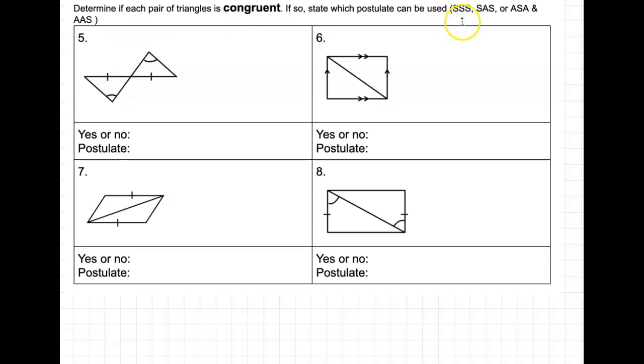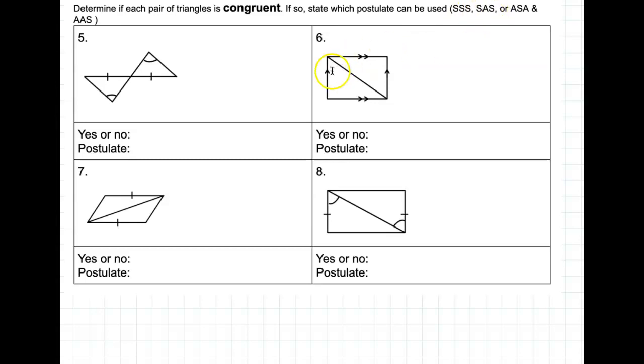So there are side, side, side. Basically, that says that if two triangles have three congruent corresponding sides, they have to be congruent. You can't take those three sides and make a different triangle from it.